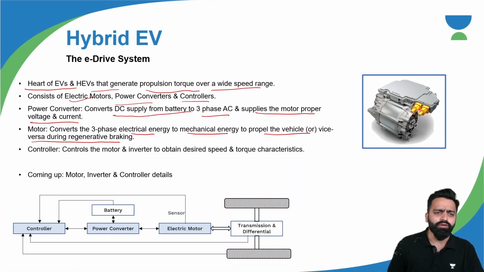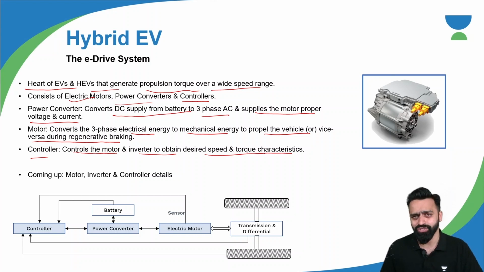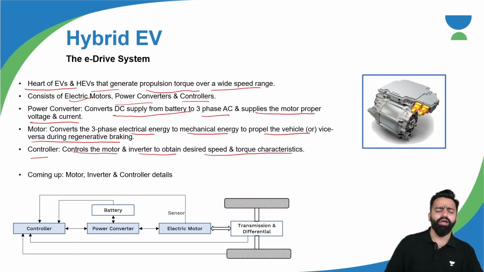So the controller, a further component, controls the motor and inverter to obtain the desired speed and torque characteristic. Now further we are going to understand the speed and torque characteristic of each and every motor. We are going to understand the detailed classification, what the different speed torque characteristics are for different motors, and how to select the proper motor for an electric vehicle. So what the controller does is make sure that it controls the motor and also the inverter to obtain the desired speed and torque characteristic.